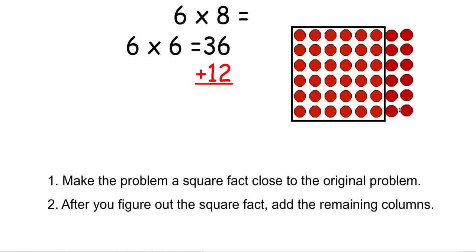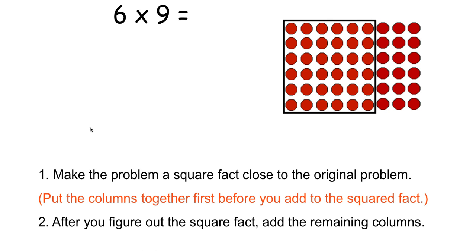So this is kind of like that breakdown facts strategy that we used in previous videos on the arrays. So here we go again. Make the problem a square fact close to the original problem. So we're trying to figure out 6 times 9. So the square is 6 times 6, and that of course equals 36. Put the columns together first before you add the square fact.